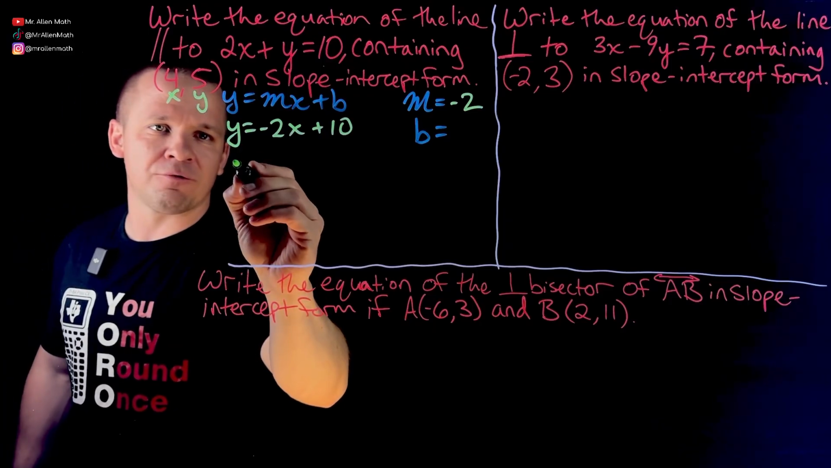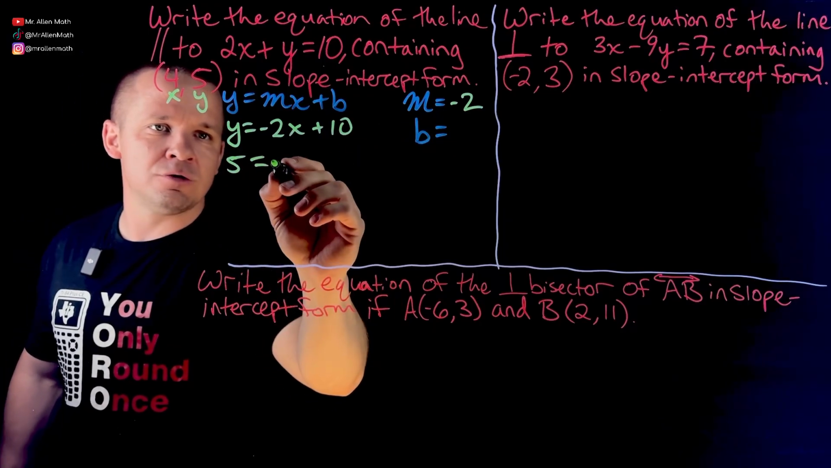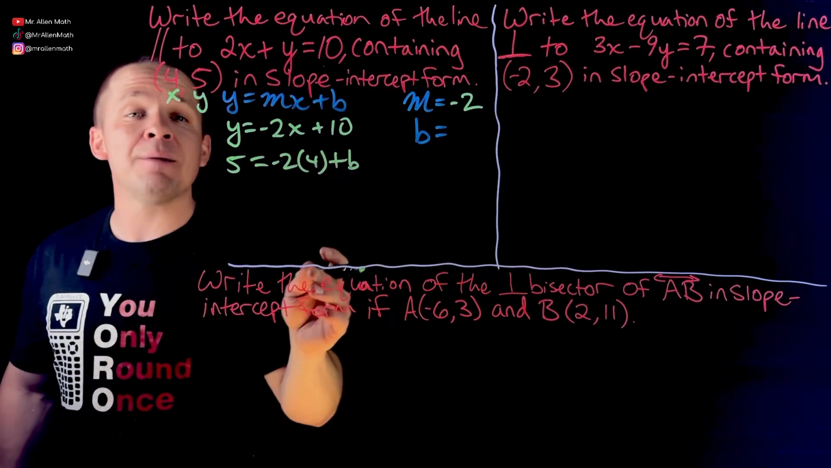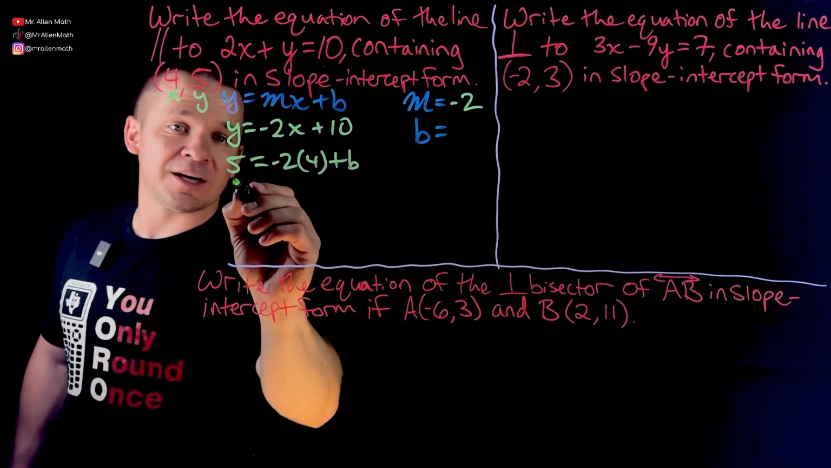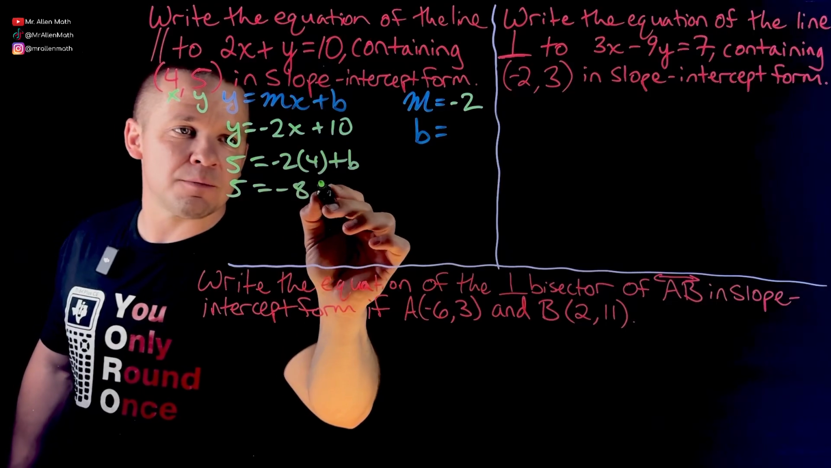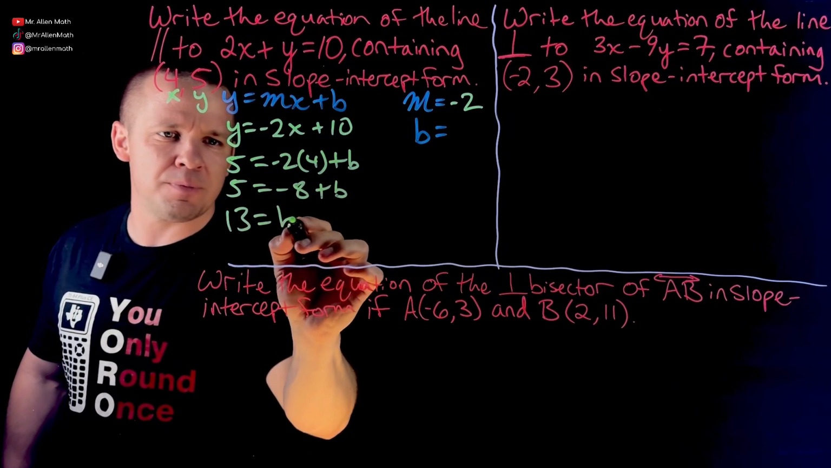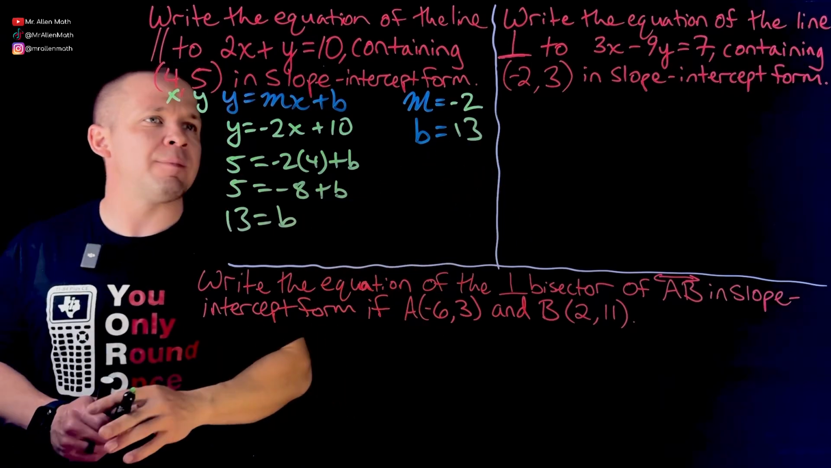So I got 5 going in for y, so 5 here. Negative 2 is my slope. My x value is 4, and I don't know my b, but we are about to figure it out. So I got 5 equals negative 8 plus b. I'm going to add 8 to both sides. What is that? 13 then equals b. Boom, 13. Am I done?